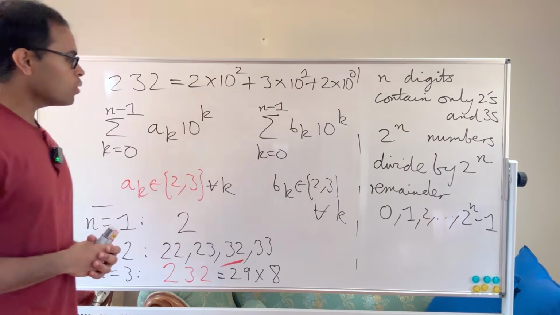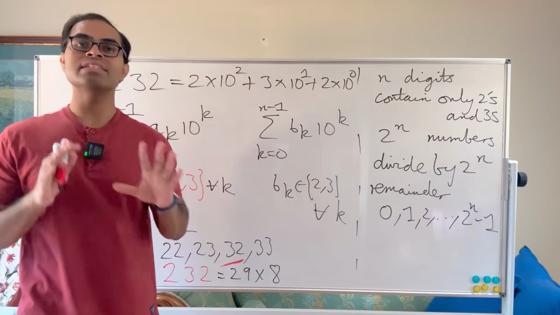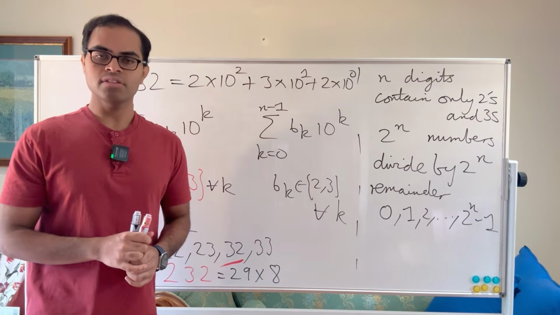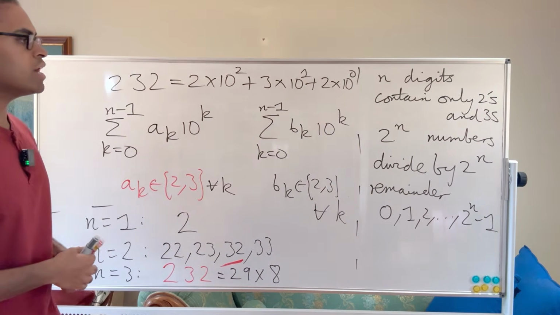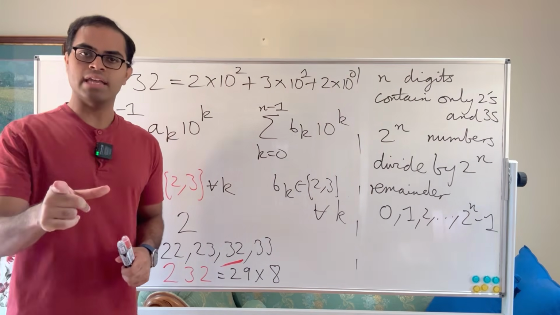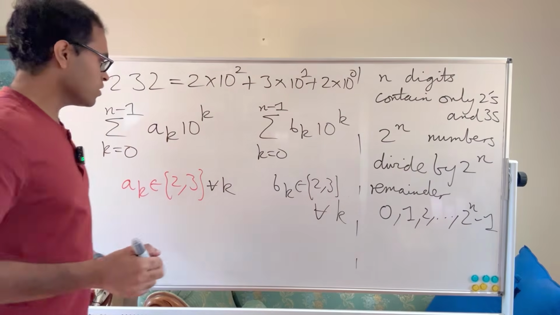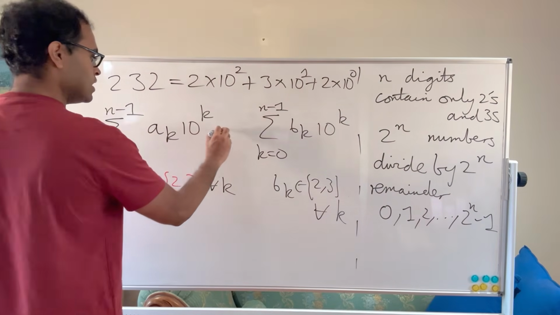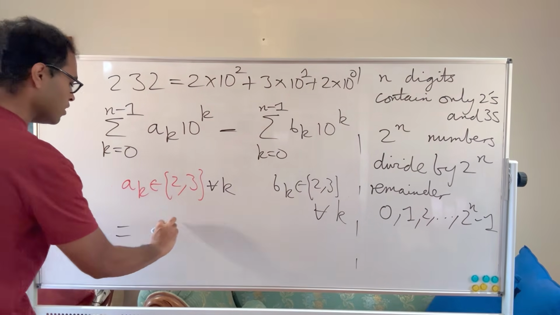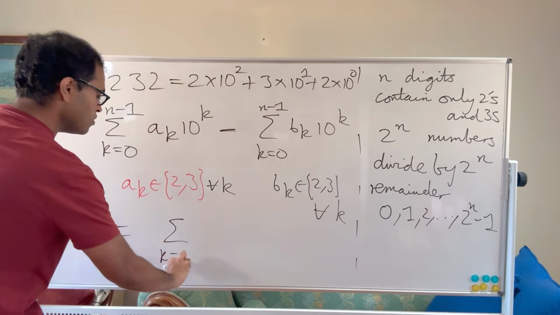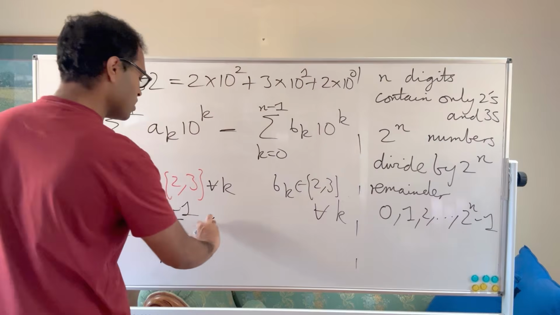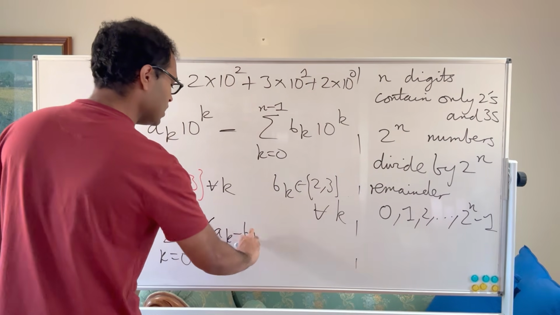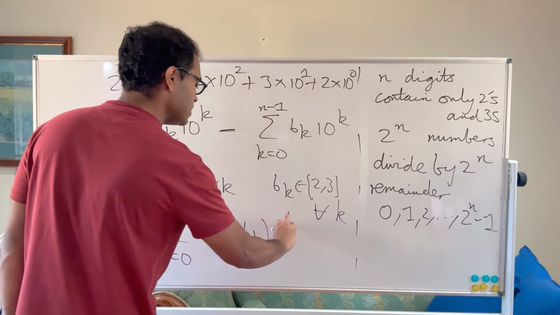So how do I show that these two numbers have different remainders when I divide by 2 power n? I'm going to show their difference is indivisible by 2 power n. That's the same as saying they have different remainders. How am I going to show that? Let's evaluate their difference. If I actually take their difference, I get the sum, k from 0 to n minus 1, of ak minus bk times 10 to the k. That's their difference.